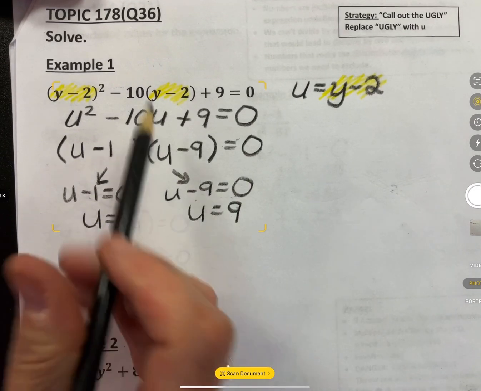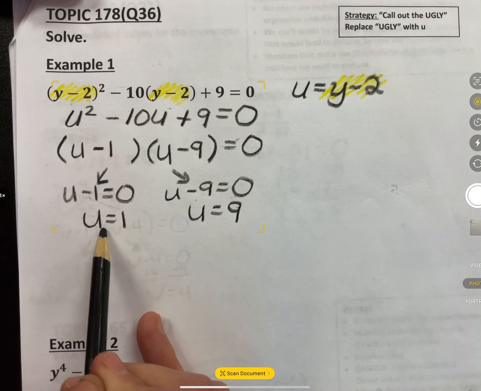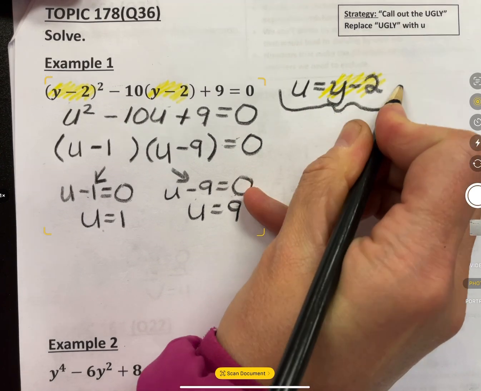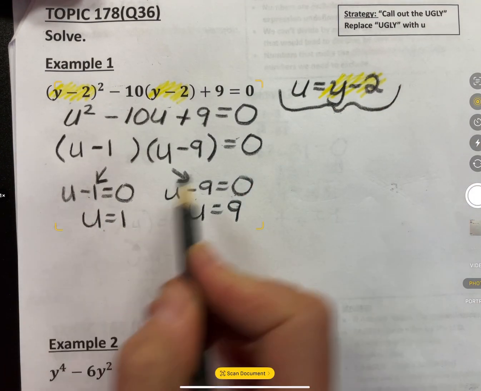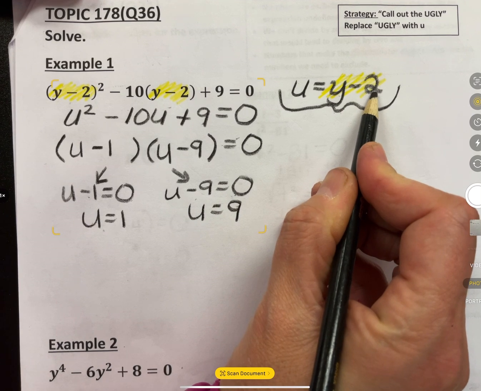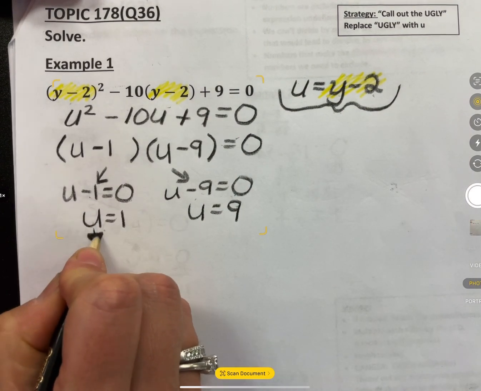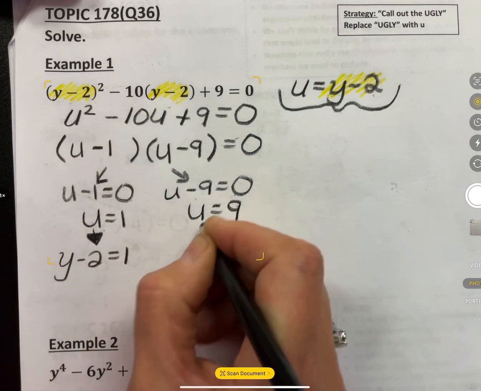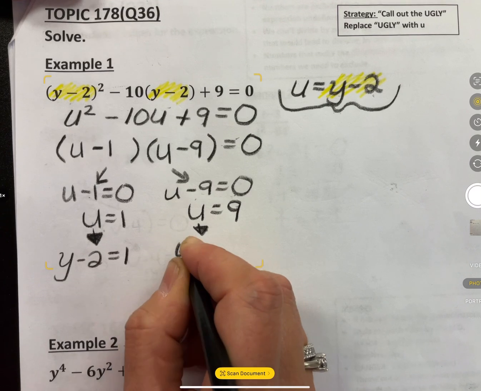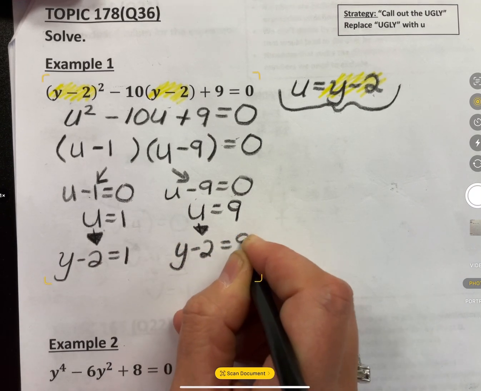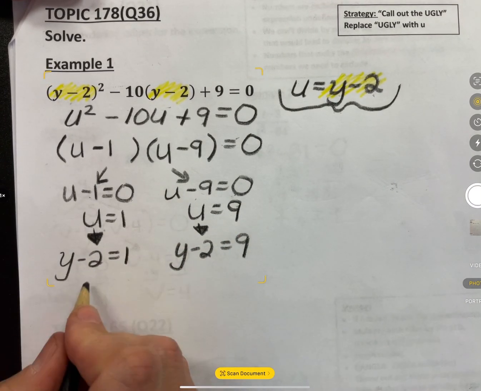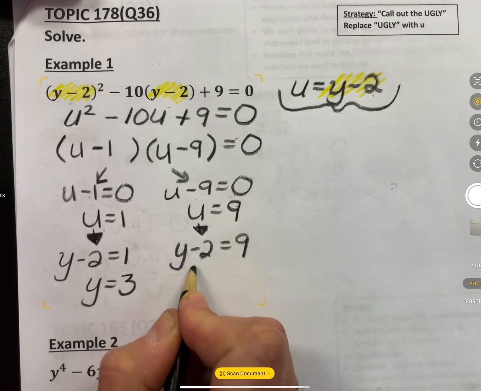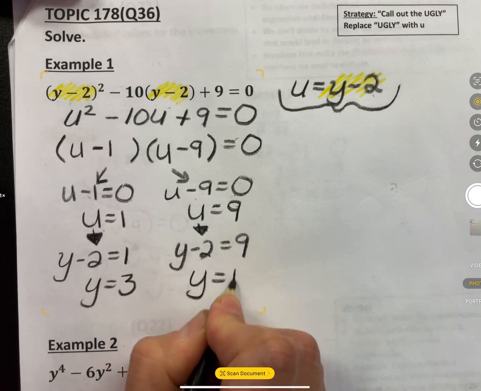Now when we're solving this, we're trying to find what y equals, and we found u. So I want to come over here and replace the u back with y minus 2. So this u right here is going to turn back into y minus 2, and this u right here is going to turn back into y minus 2. So finishing solving by adding 2, y is equal to 3. And finishing here, get rid of minus 2 by adding 2, so y equals 11.